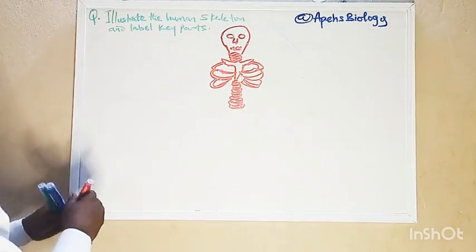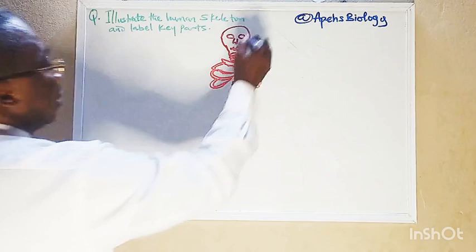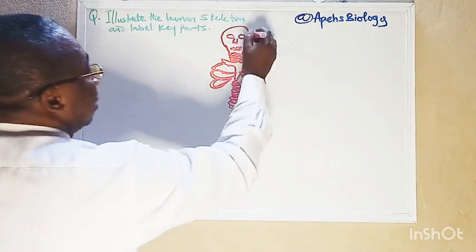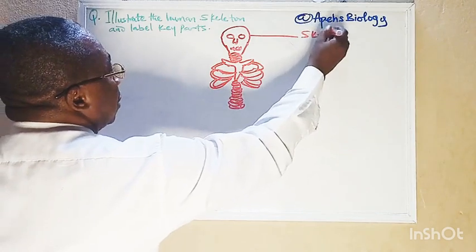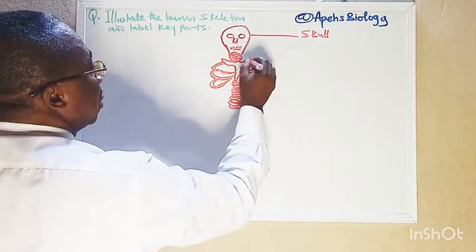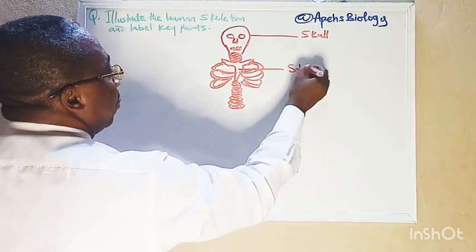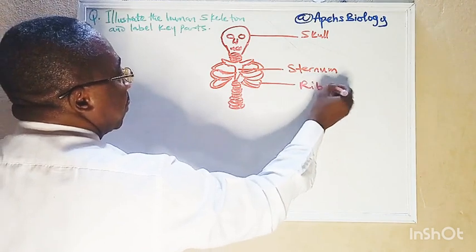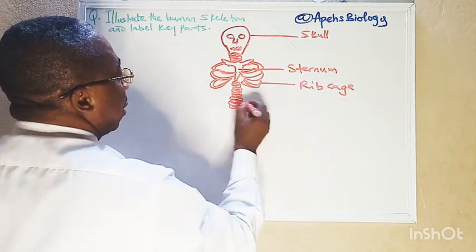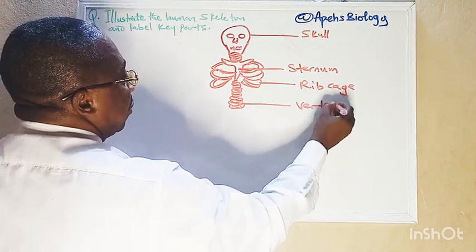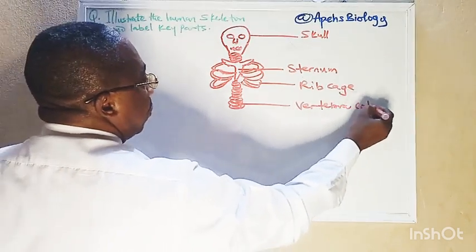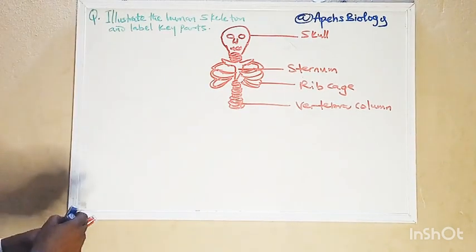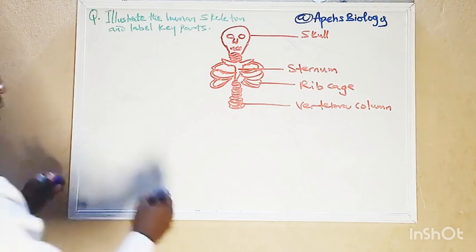So we now have the parts that are labeled red. We identify them as the skull, right? This, of course, is the sternum. This will represent the ribs, the rib cage. And this will represent the vertebral column, right? Now let's go further and see if we can get the other parts out very simply.